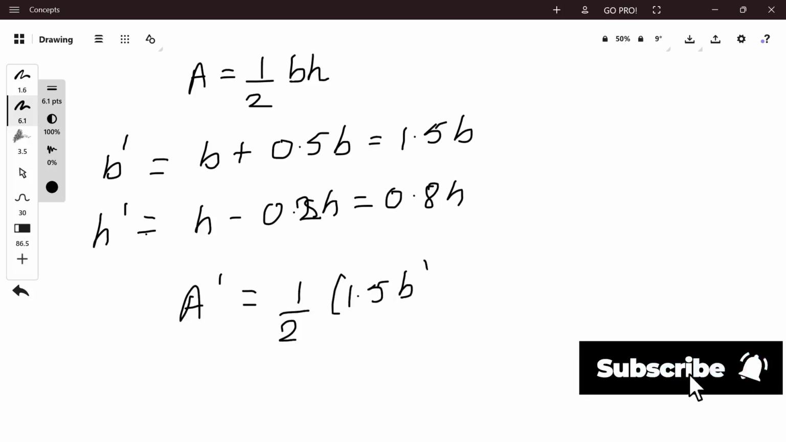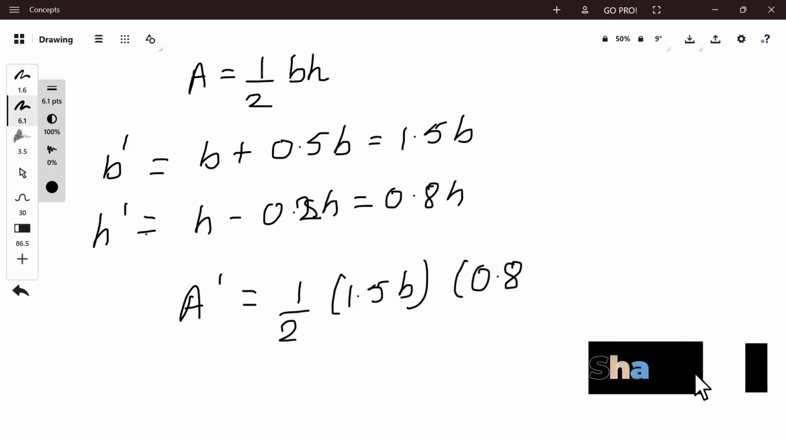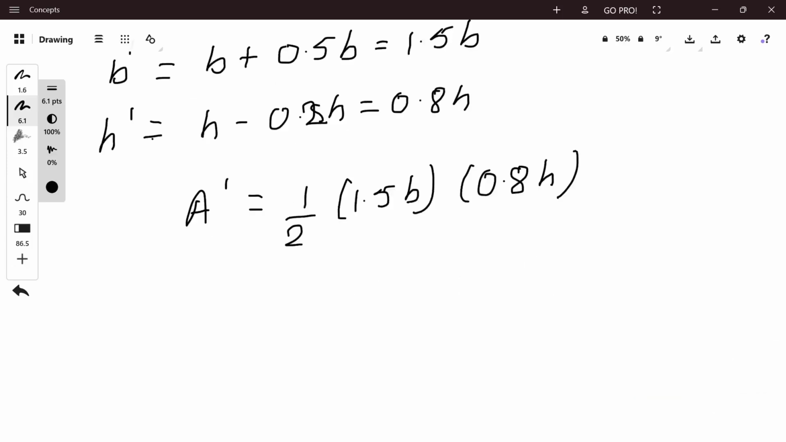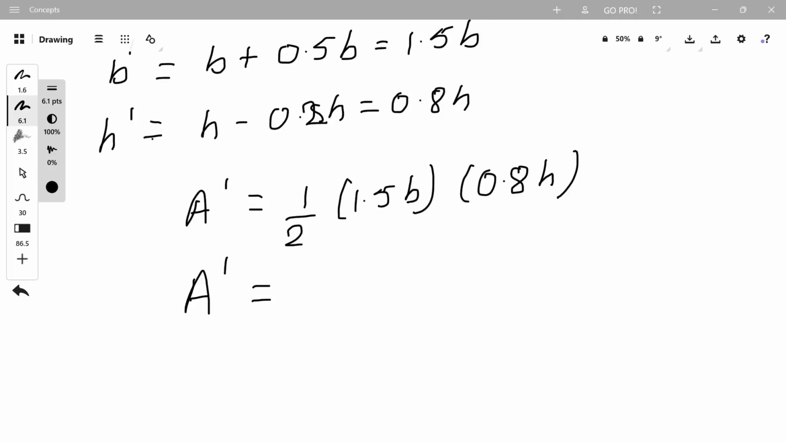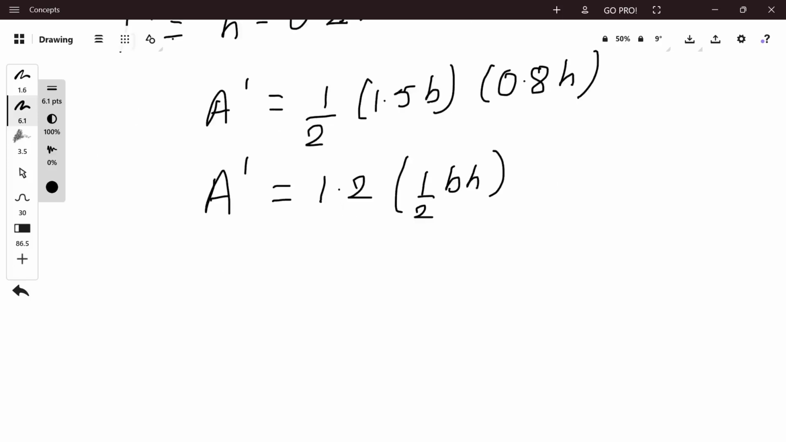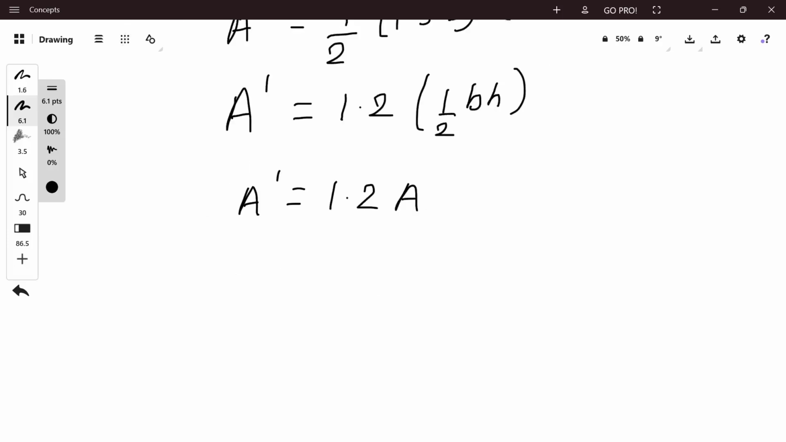The new area A dash is equal to 1 by 2 into 1.5B into 0.8H, that is equal to 1.2 into 1 by 2 BH. Substituting the value of 1 by 2 BH as A, A dash is equal to 1.2 A. The new area is 1.2 times the original area.